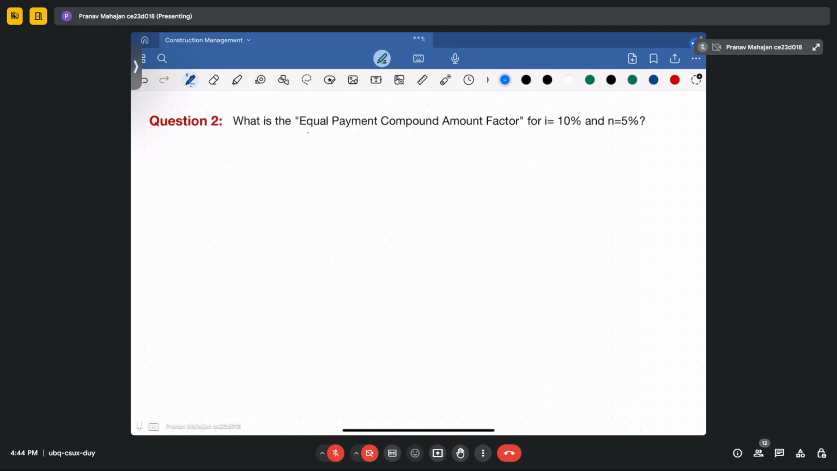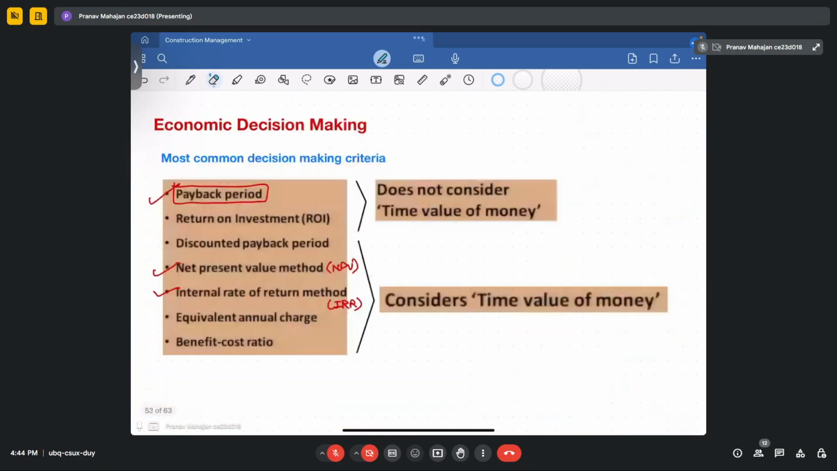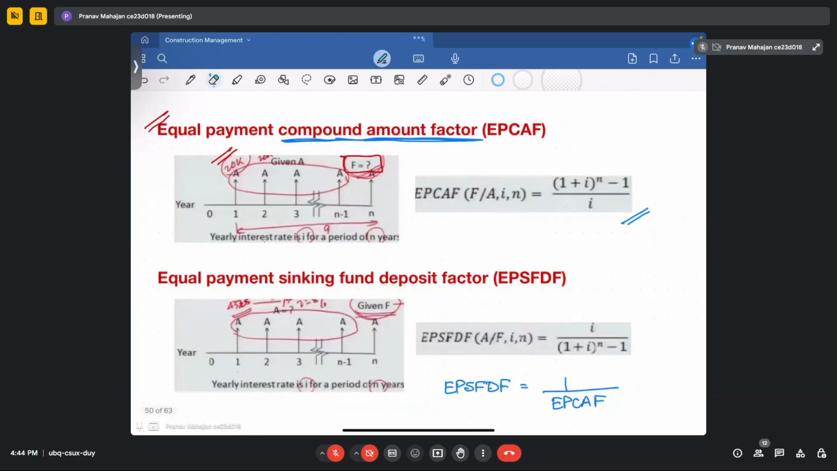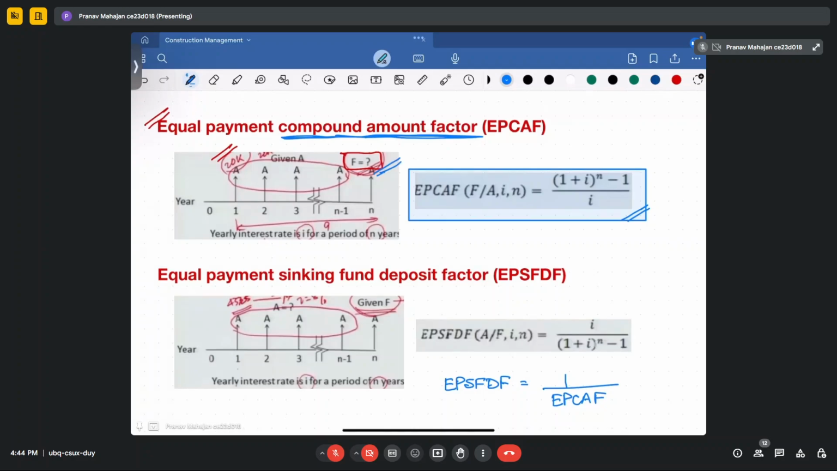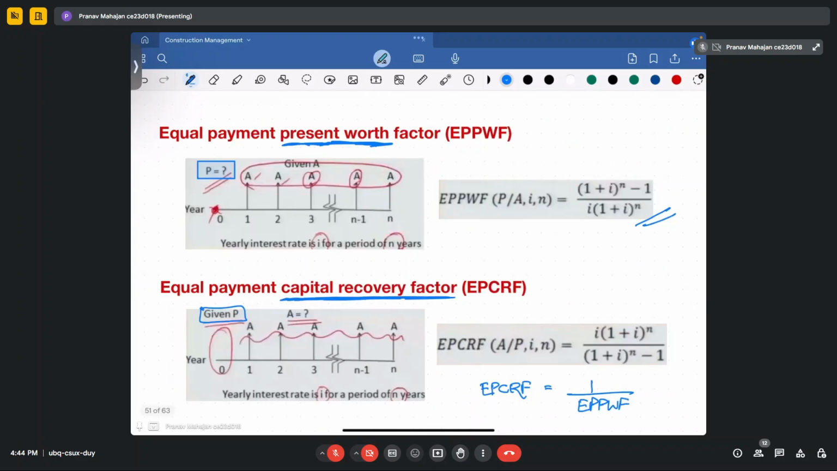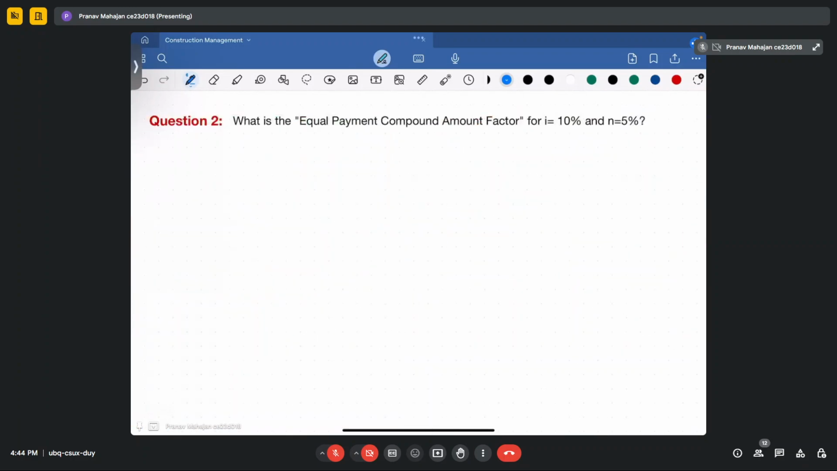Another question is, what is the equal payment compound amount factor? So what is the formula for that? If you recall, it is this. Equal payment compound amount factor means when you are expected to calculate the future value given the annuity amount. How will you calculate it? Your EPCAF is equal to (1 plus i) to the power of n minus 1, divided by i. So put in the values of i as well as n.